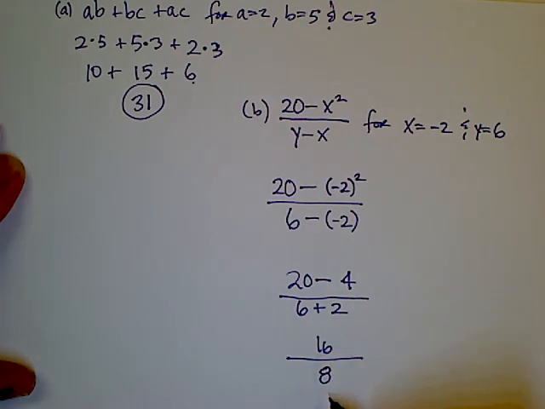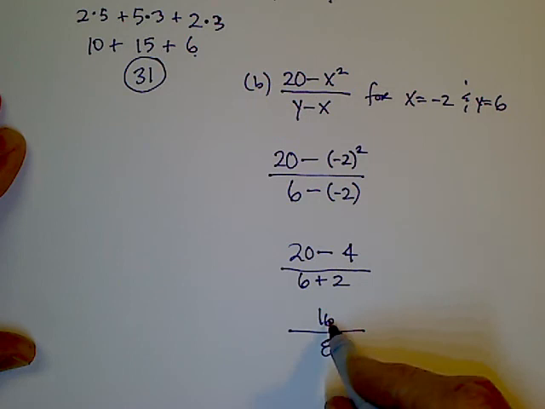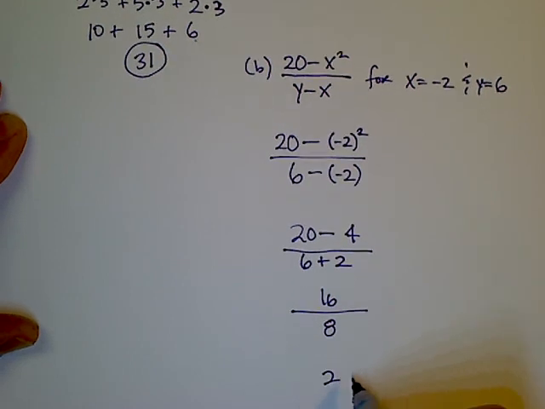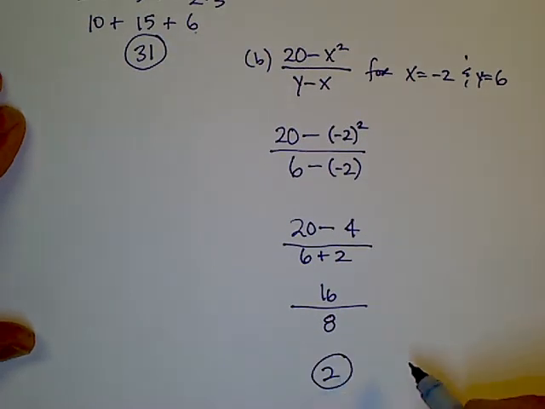So now I have 16 over 8. Now I can do the division, and 16 divided by 8 is 2. There's the process. All right, there you go.